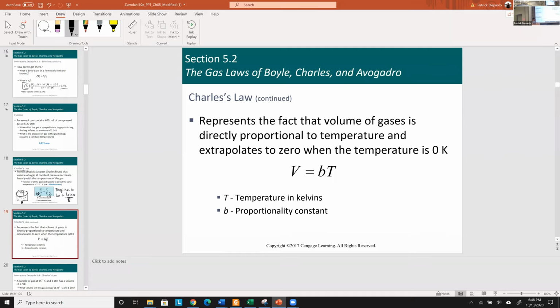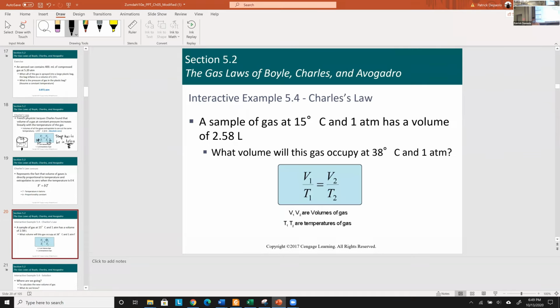Okay, so we understand this already. All right, so let's do the question example. We have a sample of gas at 15 Celsius at 1 atm, which has a volume of 2.58 liters. What volume will the gas occupy at 38 Celsius at 1 atm? The atm stays the same. You notice they're both 1, so that means it's a constant pressure. And even if they changed, we can figure it out when we get to the combined gas law.